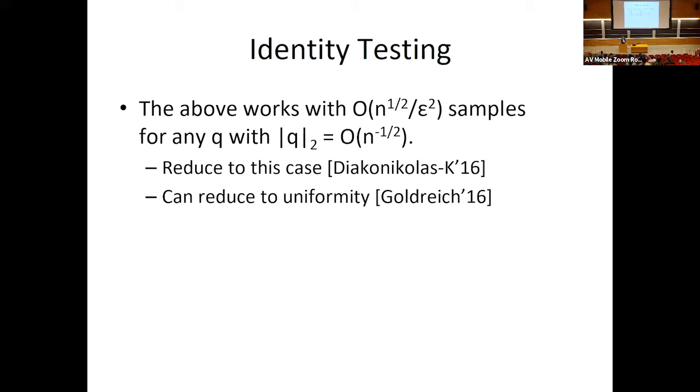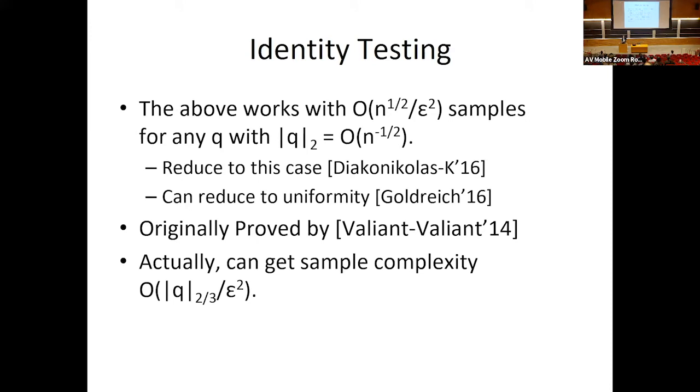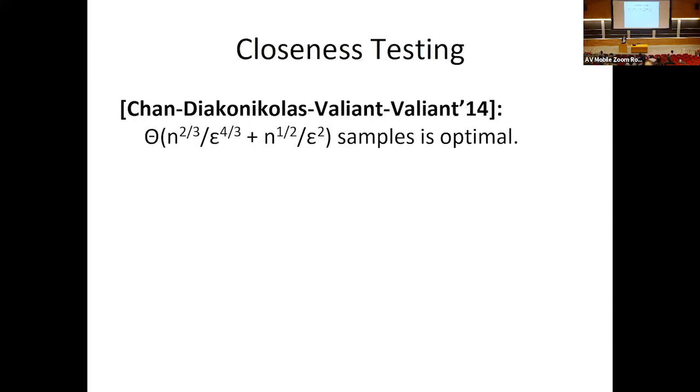I will say that these works were not the first to get that. It was originally proved by Valiant and Valiant in 14. And furthermore, if Q is far from uniform, if it's not one of these sort of evenly-ish distributed across all bins, you can often do better. Roughly, you need the 2/3 norm of Q over epsilon squared samples, but can do actually slightly better than that in weird cases. But yeah, that's more detail than I want to talk about.